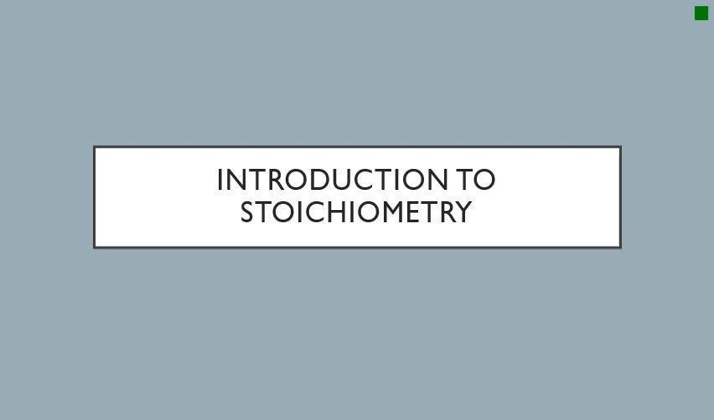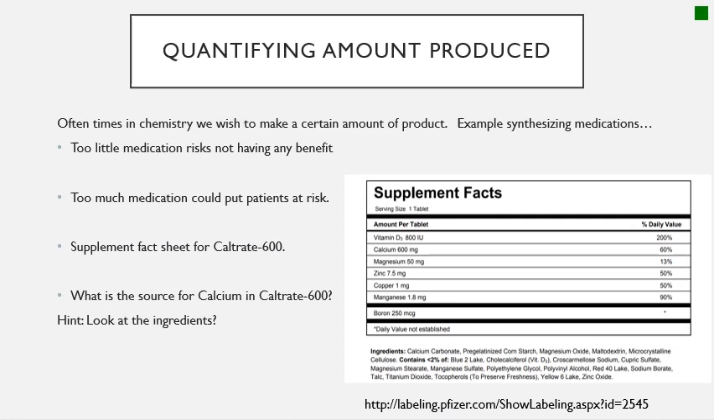In this lesson, we're going to learn about a concept called stoichiometry. Stoichiometry is essentially just the process of learning how much chemical you can make in a chemical reaction and how much reactant you need to make that amount of chemical. So we use stoichiometry all the time as chemists.